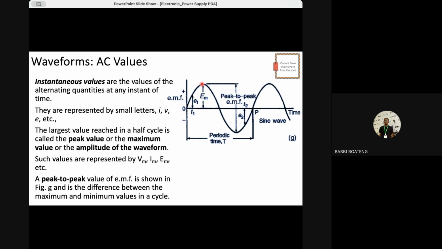Now we can actually also look at the peak to peak. When you say the peak to peak, we mean the maximum voltage you can get at one half and the maximum one that we can get at the other half. So if you measure that peak here to peak here, we call it what? A peak to peak. And again, I brought value in here because it can represent any quantity.